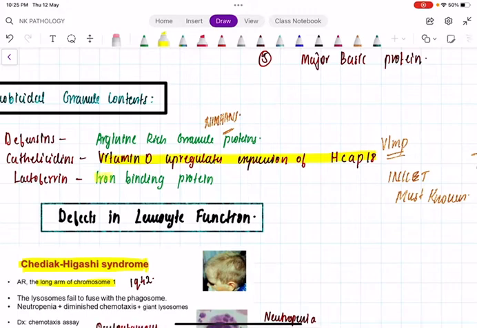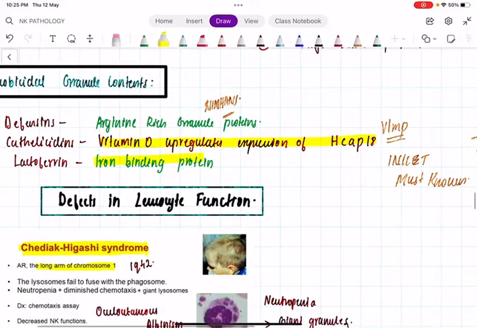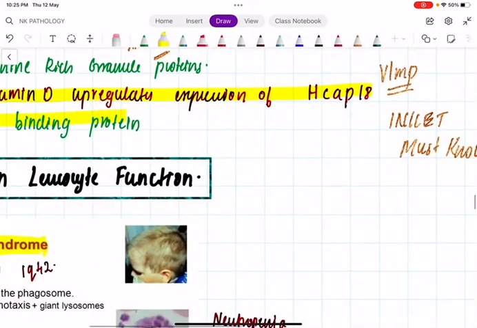Lactoferrin, as the name indicates, is an iron binding protein. So once this is done, please focus on this. This may be a potential question in future, a potential question in future for your INI CET.